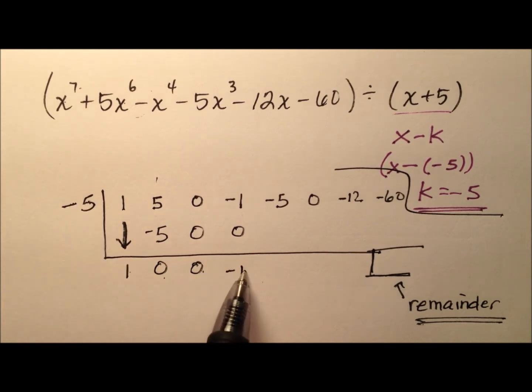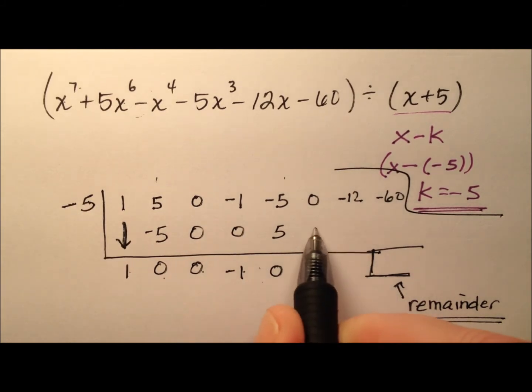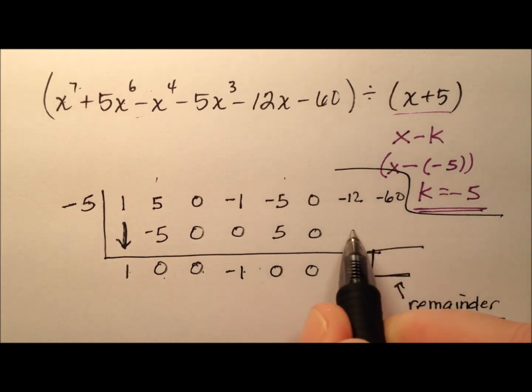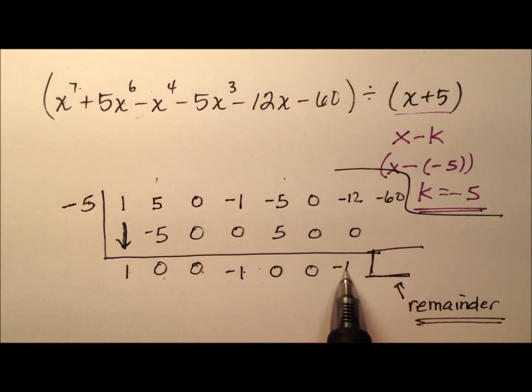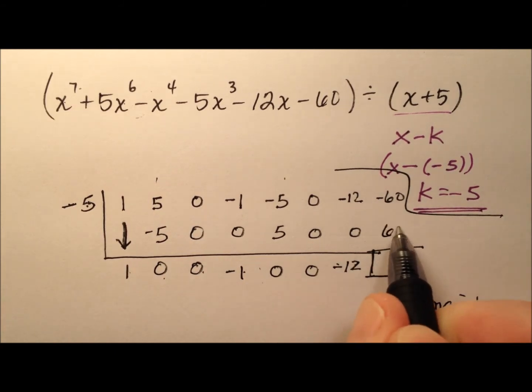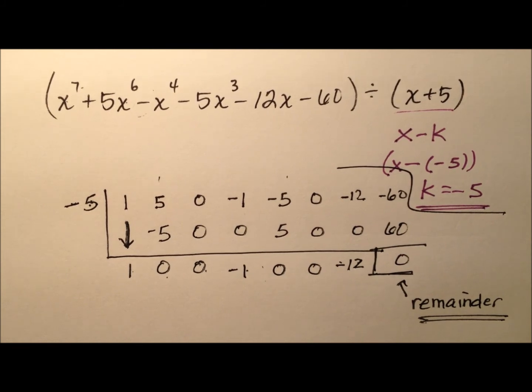So negative 5 times negative 1 is positive 5. Adding this column gives me yet another 0. So negative 5 times 0 is 0, another 0. Negative 5 times 0 is 0. When I add them up, I get negative 12. And negative 5 times negative 12 is positive 60. And adding there gives me a 0 remainder.